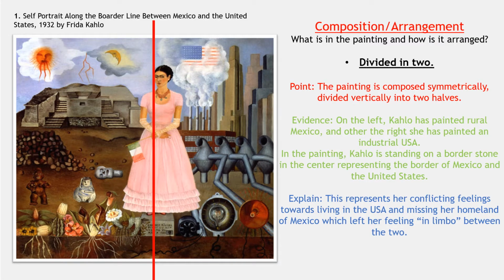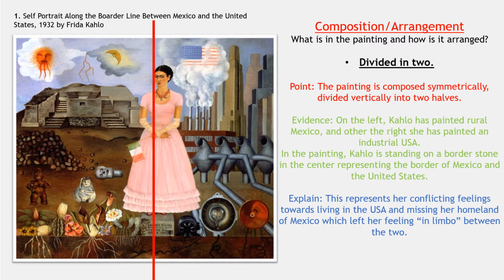Okay, so we'll start with the first visual element of composition, so what is in the painting and how is it arranged. We'll start by looking at the painting by Frida Kahlo. So one of the more important points you could be talking about in this painting is that it is divided in two. So again, if we are thinking about how to structure our answer, we could be using our P chains. So firstly, we have the point: the painting is composed symmetrically, divided vertically into two halves.